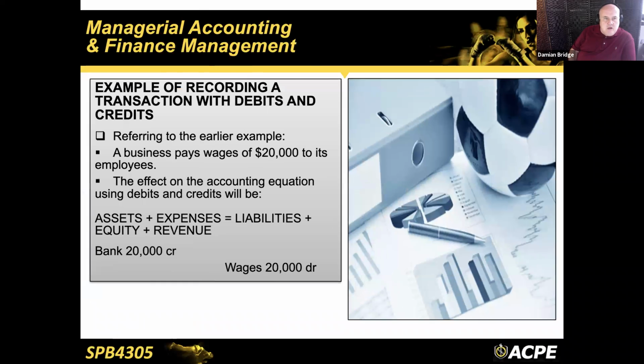Now, referring to the earlier example, the business paid wages of $20,000 to its employees, okay? So they paid wages, so we want to decrease the cash at bank, decrease the asset called cash. So it's going to be credit bank. We've got an expense called wages. What do we do there? Debit wages, okay, to increase that expense.